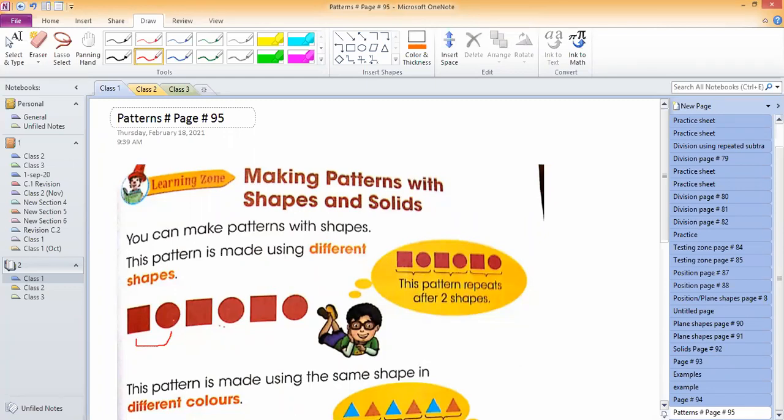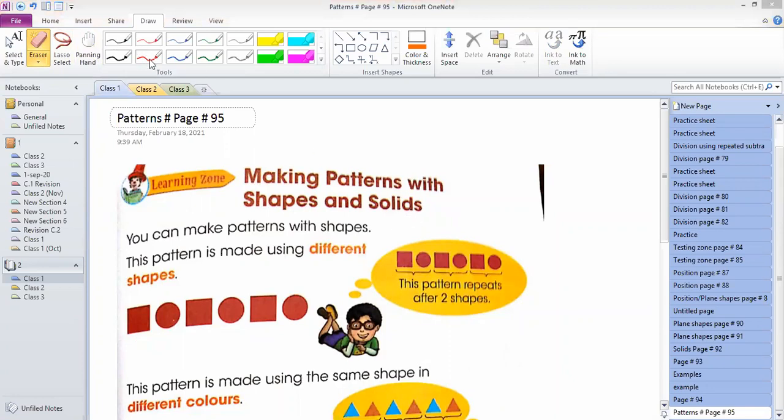If I ask you, tell me which shape will come after this square, you will say, sir, circle. I will ask, how do you know? You will say, sir, because in the pattern, after every square, there is a circle. In that way, you will be able to complete the pattern. First, you need to identify the pattern. Then you will complete the pattern.